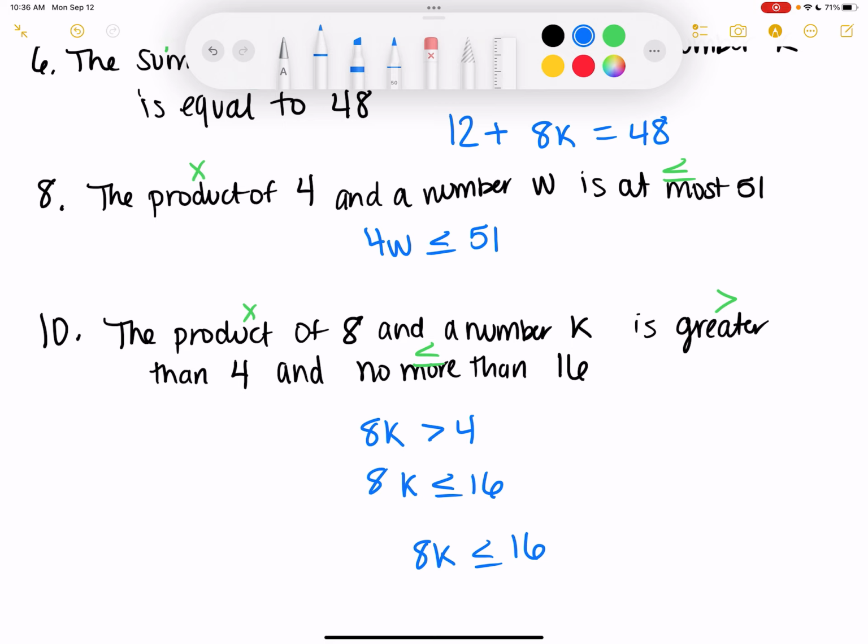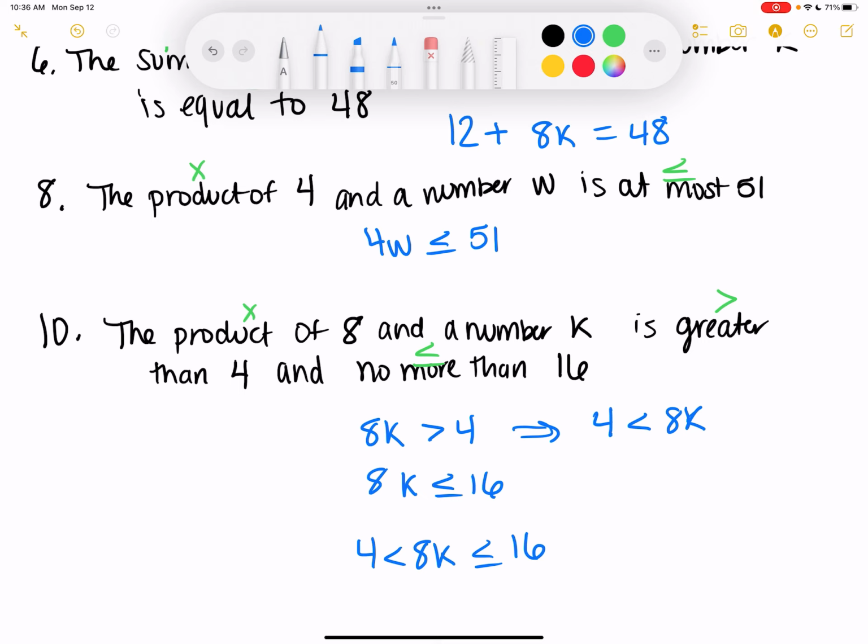But 8k was bigger than 4. So what I do with that top one is I just flip it over. We would rewrite this as 4 is less than 8k. Those mean the same thing. So I would have 4 is less than 8k is less than or equal to 16, and that would satisfy both things.